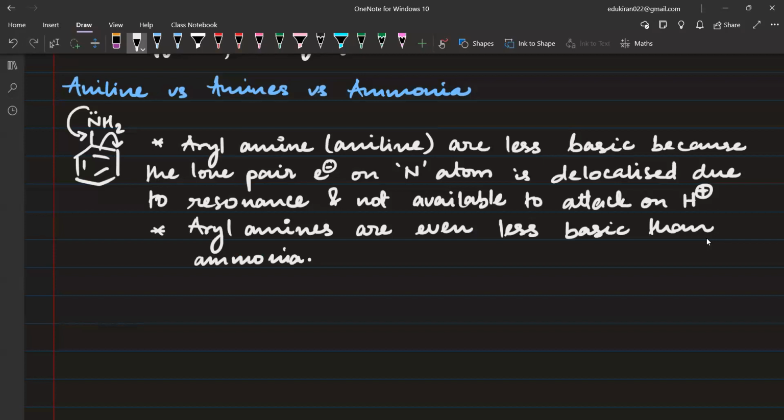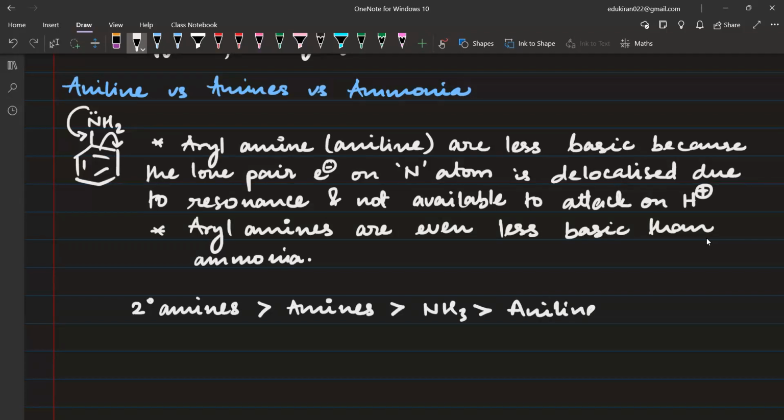ठीक है. But so in general हमारे पास क्या है? We have 2 डिग्री अमीन सबसे ज्यादा बेसिक, ठीक है। उसके बाद बाकी ऑल दी अदर अमीन्स आएंगे। एंड आफ्टर अमीन्स वी हैव अमोनिया NH3 एंड आफ्टर दैट वी हैव एनिलीन, ठीक है। But if you talk about the basicity of aniline, can it be changed?